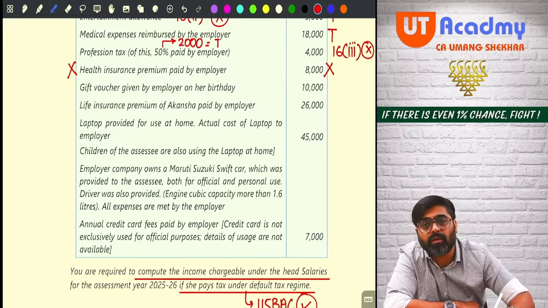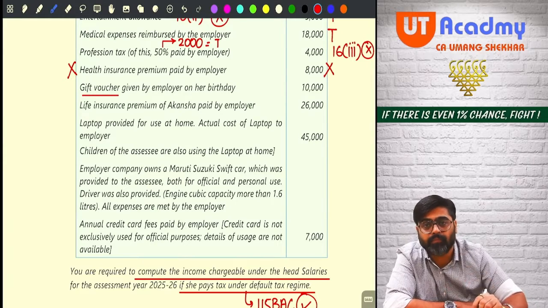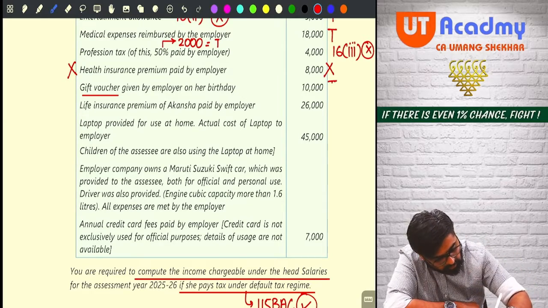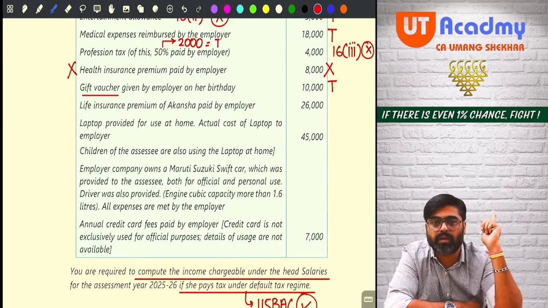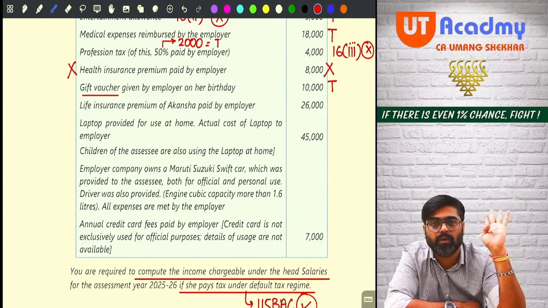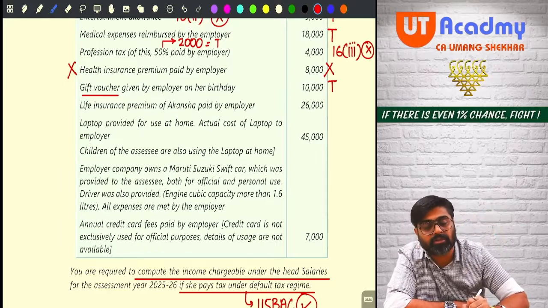So tell me, is it a gift voucher? Yes, that means gift in kind. Amount is 10,000, which is more than 5,000. So entire 10,000 we will tax. And in the note we'll write alternatively excess 5,000 could have been taxed. Yes or no? But we will tax how much? Entire 10,000.